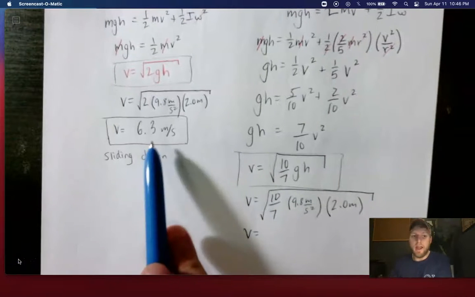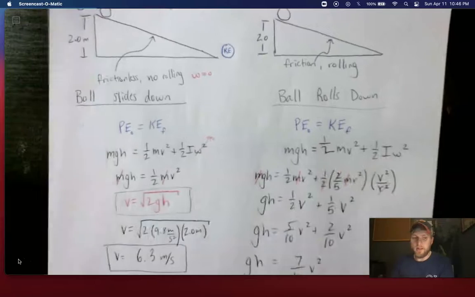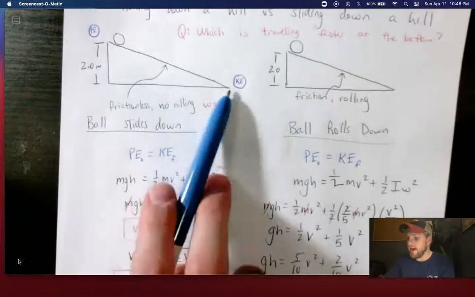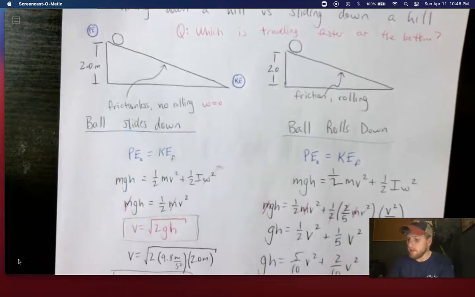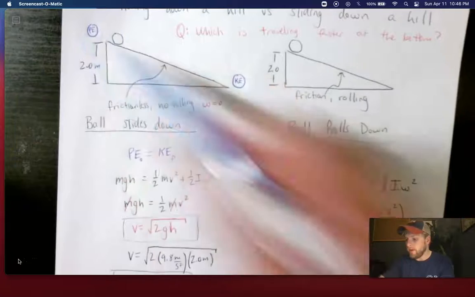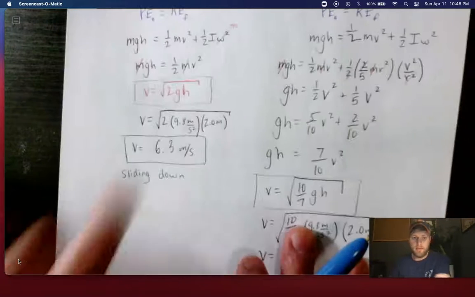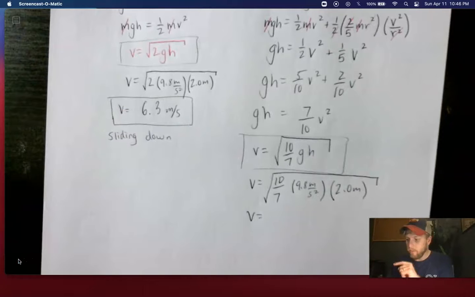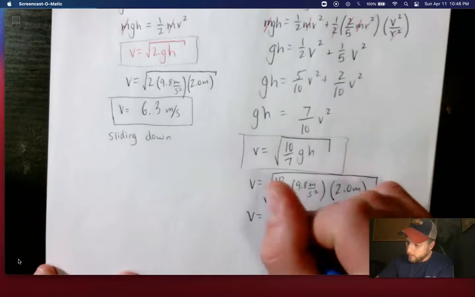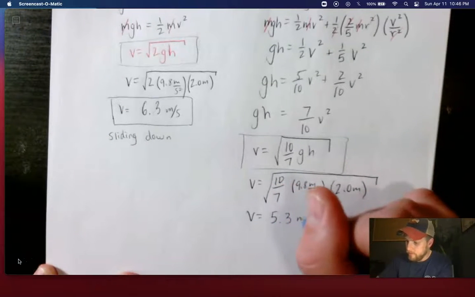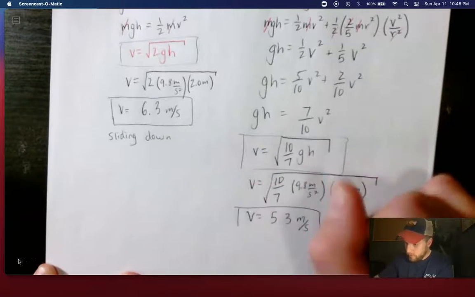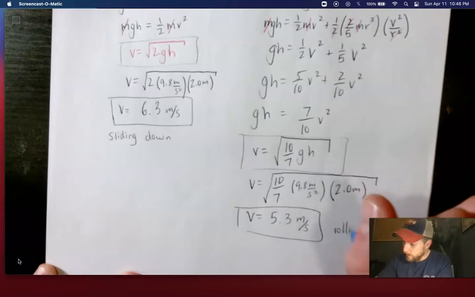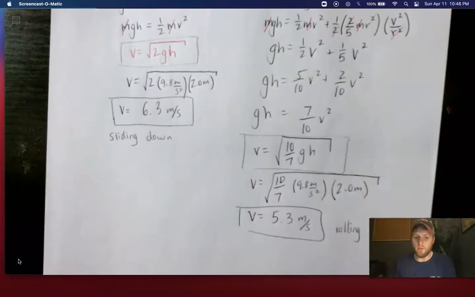Punched all that in, and at the bottom of the hill, the ball that's just sliding with no friction, it's not rolling, would be going 6.3 meters per second. That's the one that's sliding down. The one that was rolling, that one is going a little bit slower. It's going 5.3 meters per second. So this is the one that was rolling and sticking to the surface.